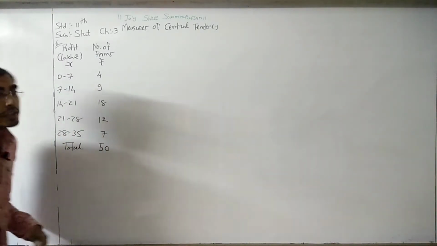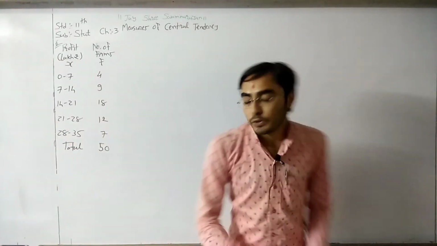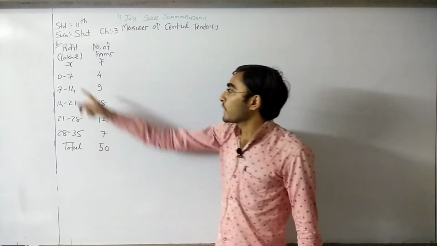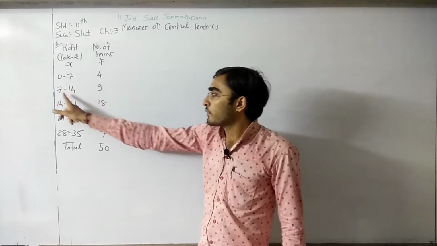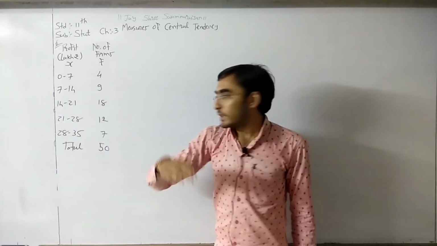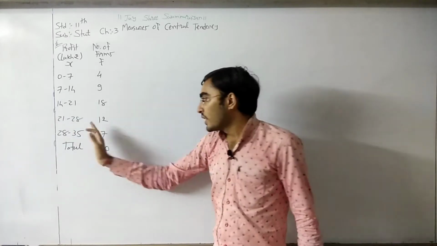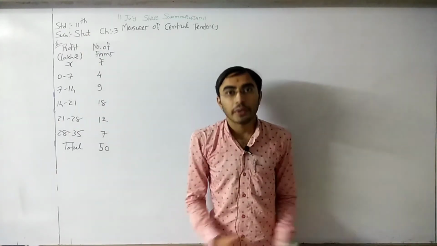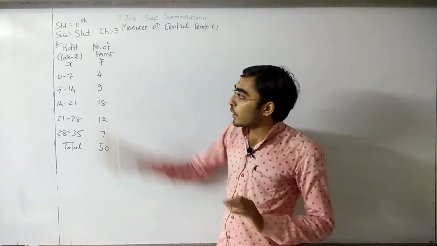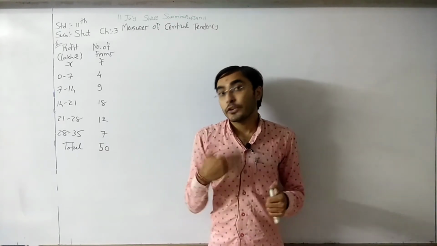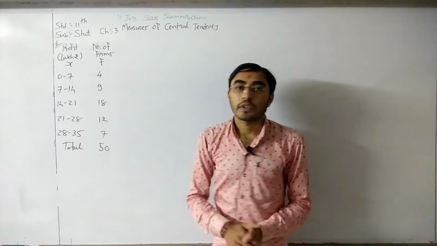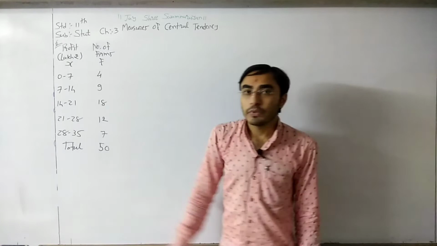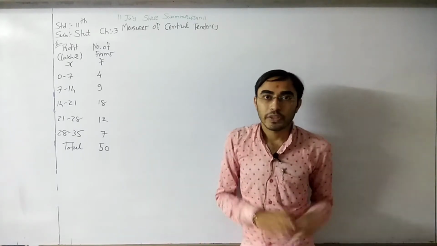Now here we need to find the mean. If you look at this question carefully, the class length in all the classes is the same. 0 to 7, 7 minus 0 is 7; 14 minus 7, 7; 21 minus 14, 7; 28 minus 21, 7; and 35 minus 28, 7. That means the class length is 7. And all the classes are in exclusive form. So exclusive classes are there, and the class lengths are the same, so we can use the step deviation method.